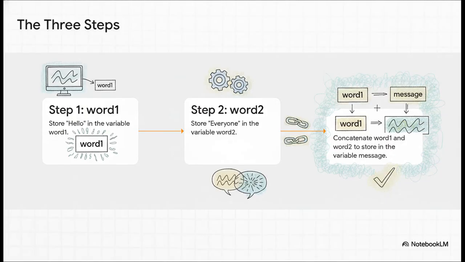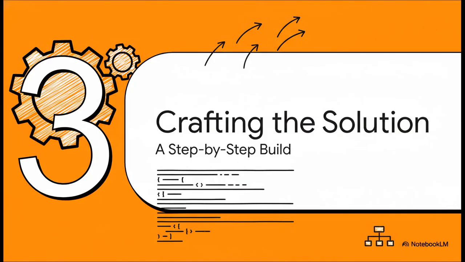Okay, so let's lay it out super clearly. 3 steps. First, we need a variable, let's call it word1, and we'll stick hello in there. Second, another variable, word2, and that's going to hold everyone. And third, just join them together and save that new thing in a variable called message. See? 3 steps, 3 marks. Simple as that.